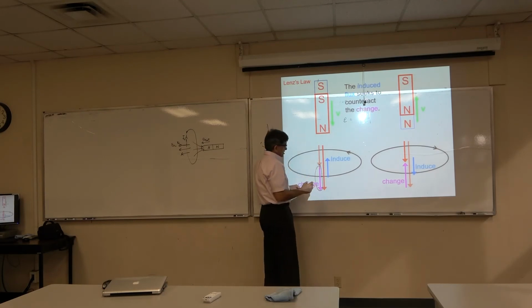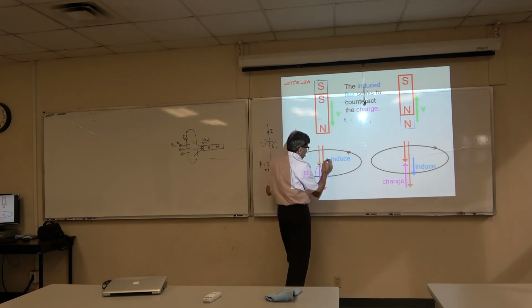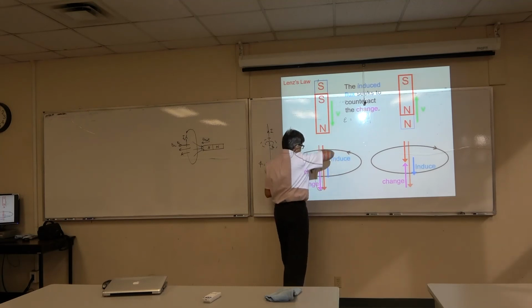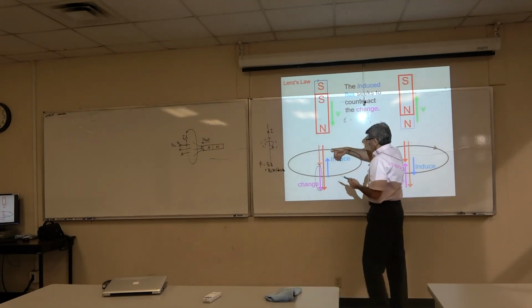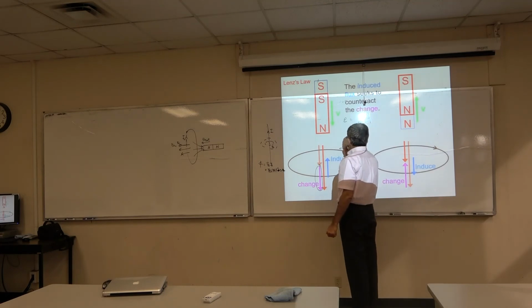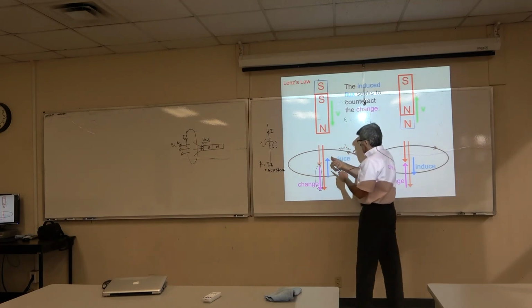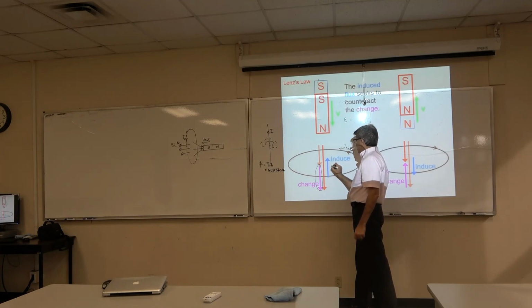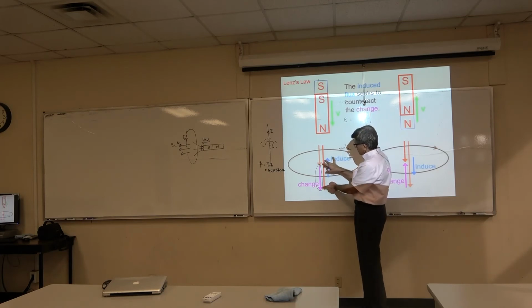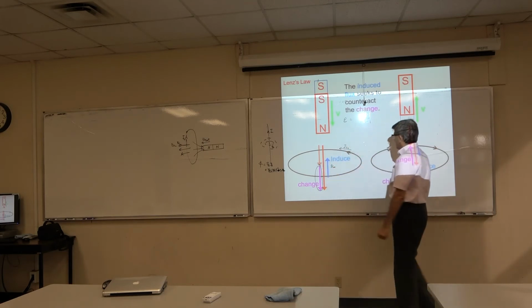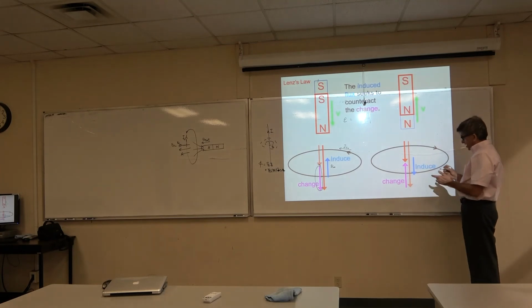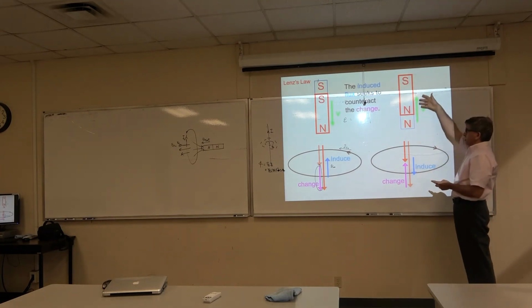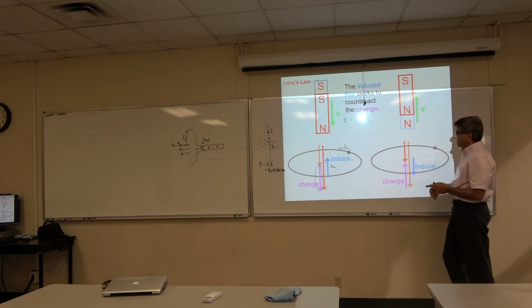In order to compensate for that, to keep the flux constant, the EMF is induced and current is induced. Using the right hand, the induced current is here. Due to the induced current, the induced magnetic field is here. So this induced magnetic field opposes the change in the magnetic field. Now, instead of that, let's start pulling out this magnet, the external magnetic field.